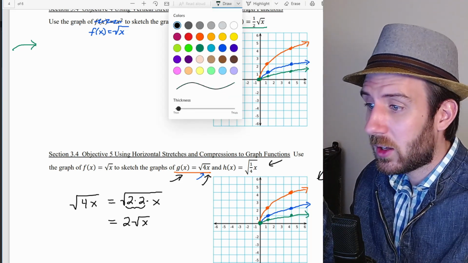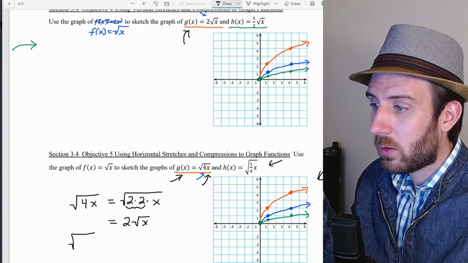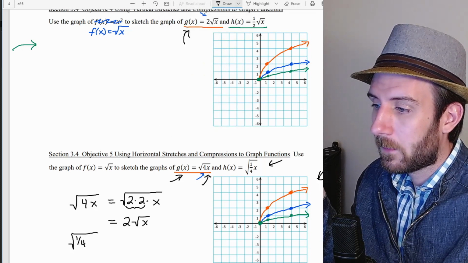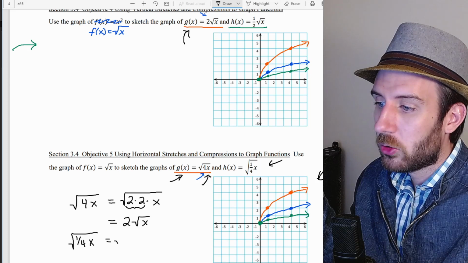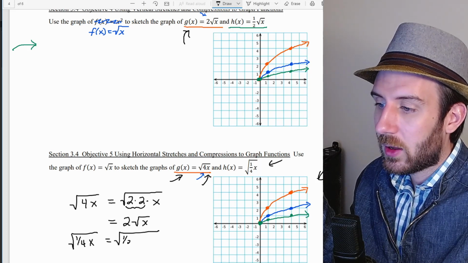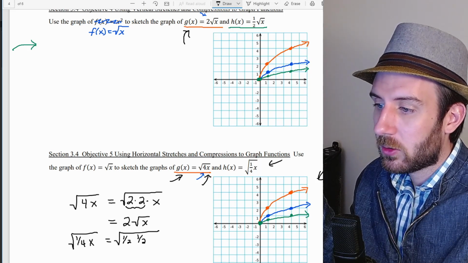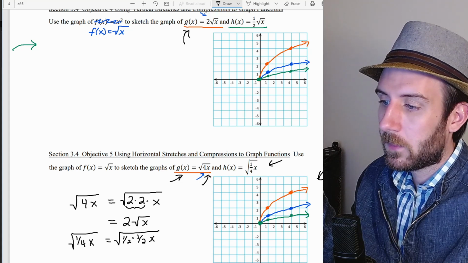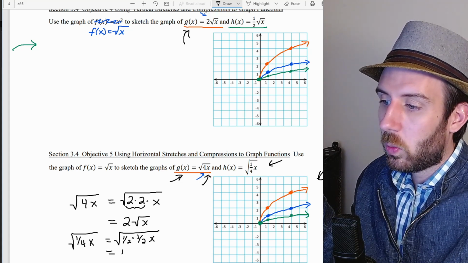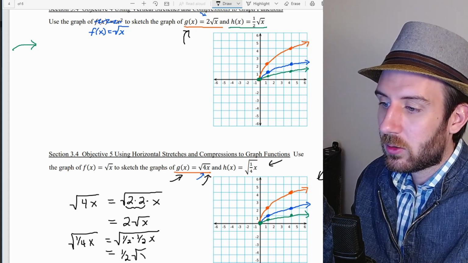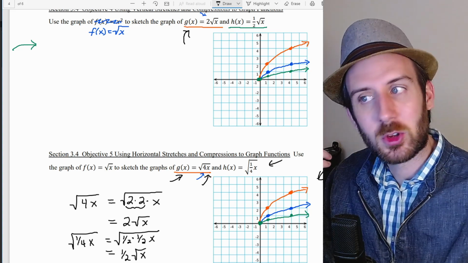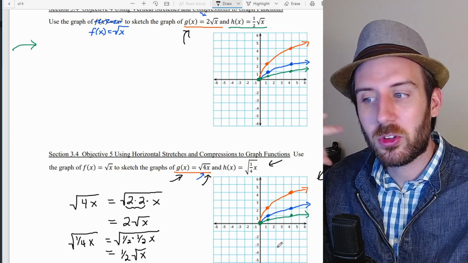Because, again, we could look at this as saying square root of 1/4 x is equal to square root of 1/2 times 1/2 times x, is equal to 1/2 times the square root of x. Okay, interesting. So when you go through the story, as opposed to playing with the rules, sometimes we find these extra little added benefits.